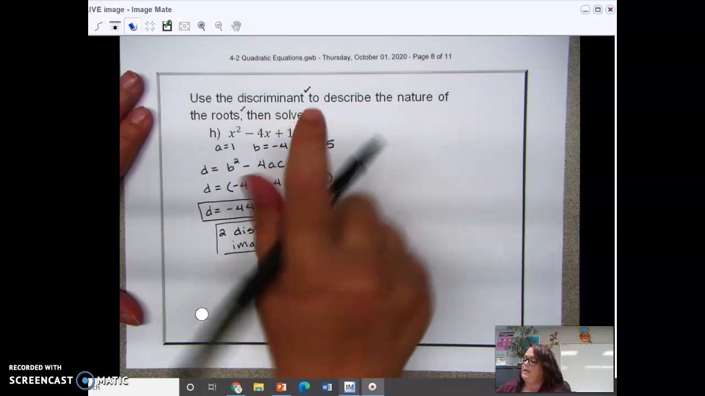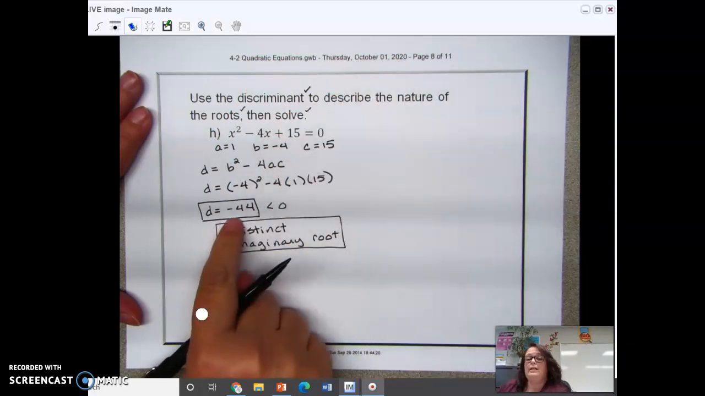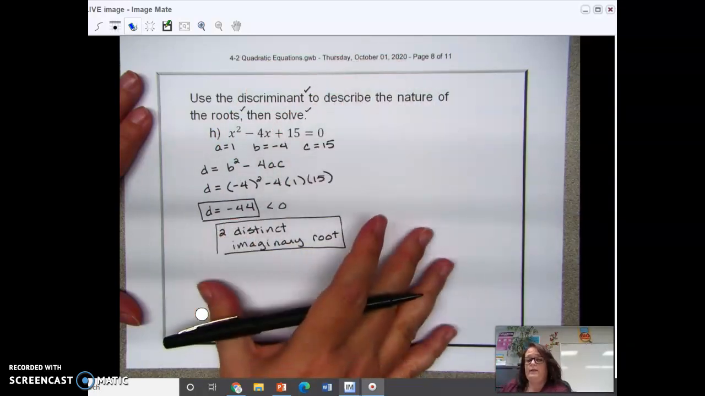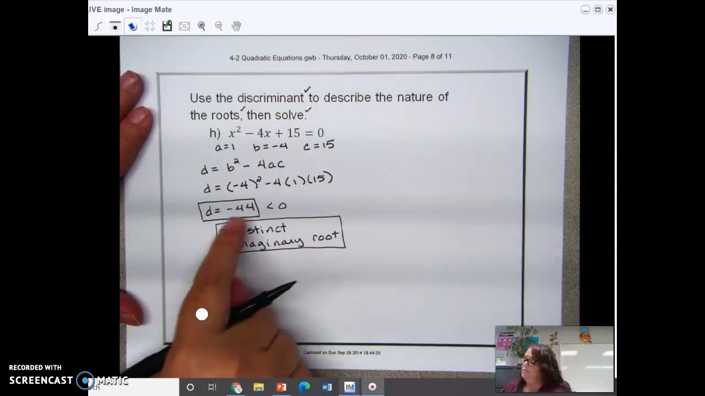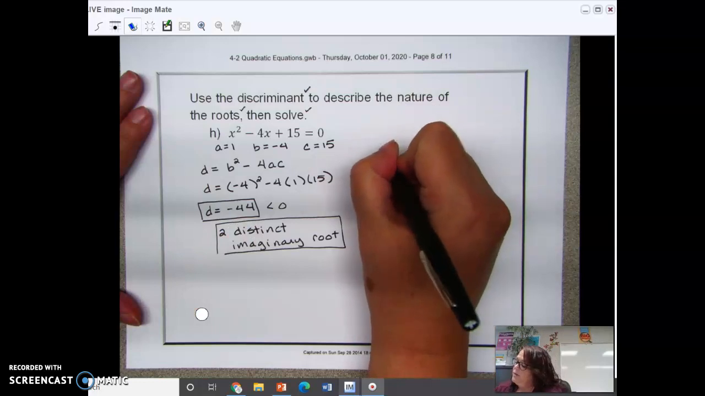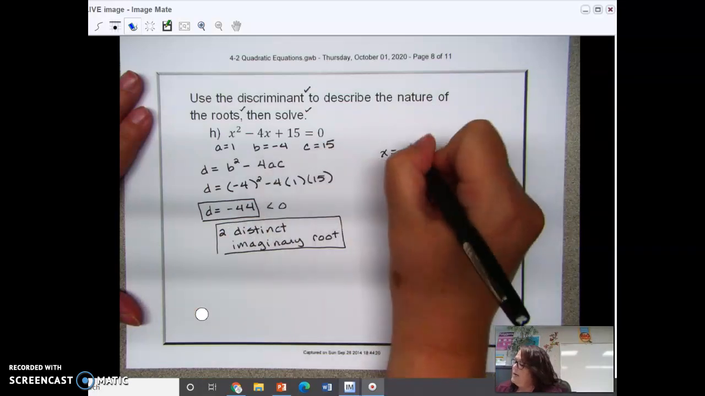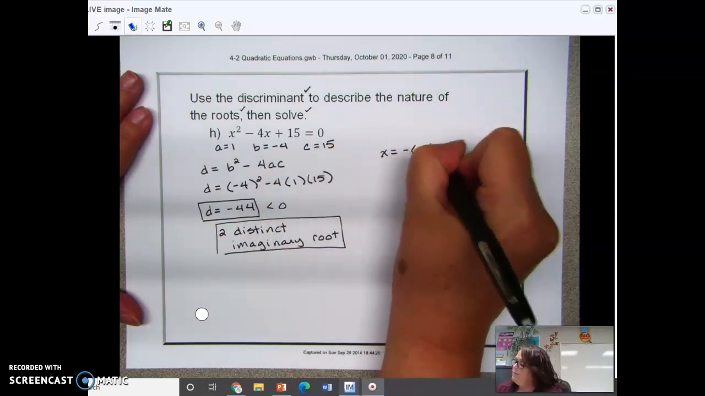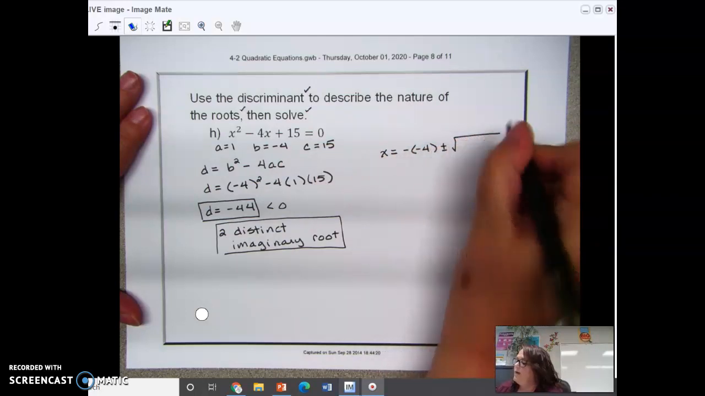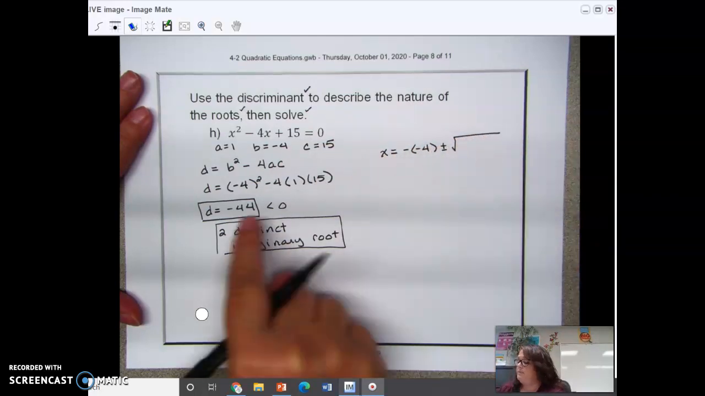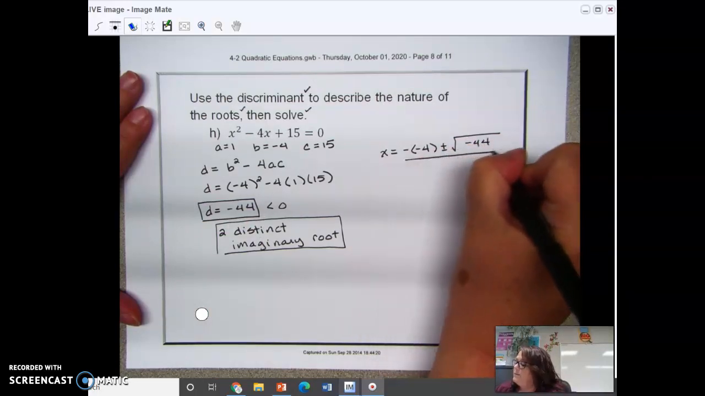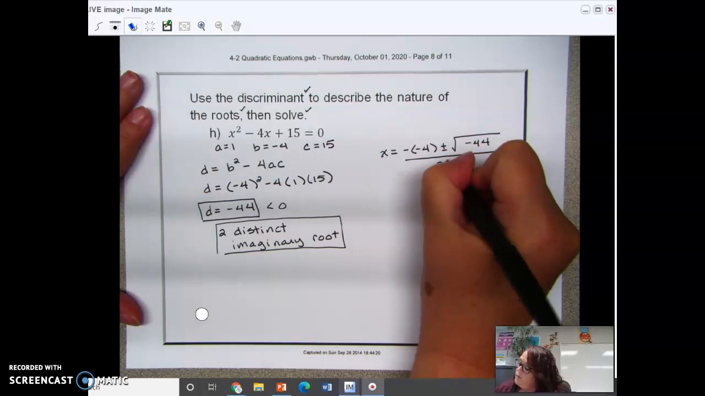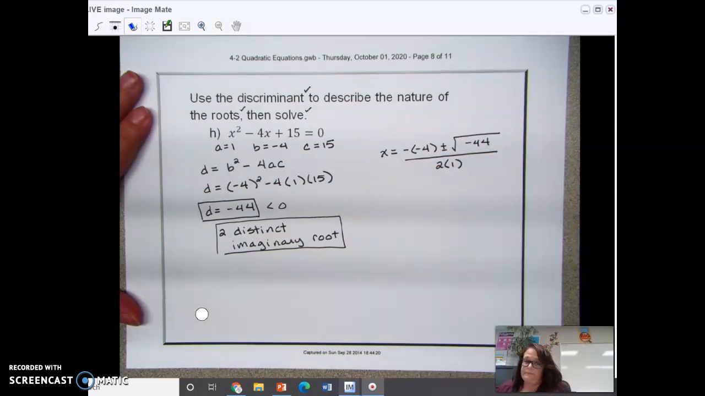And then the last thing says to go ahead and solve. So the nice thing is I don't have to do more work finding the discriminant. I'm doing the same amount of work. I just did a little bit over here that I could plug in. So we could say x is equal to -b plus or minus the square root of, and I've already done b squared minus 4ac because that's my discriminant. So I've got -44 in here. And that's going to be over 2a, which is 2 times 1.